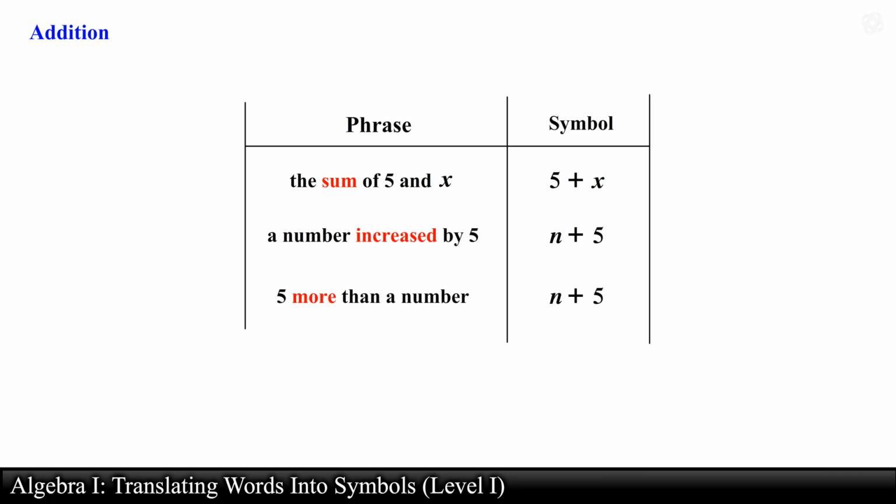Notice that the variable is sometimes explicitly stated, like in the first phrase, where we need to use the variable x. Notice that some phrases don't explicitly tell you what the variable should be assigned to. In this case, you have complete freedom to choose your favorite letter of the alphabet. Typically, we use the letter N, which represents the word number.